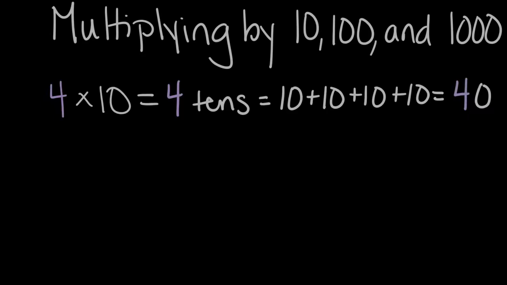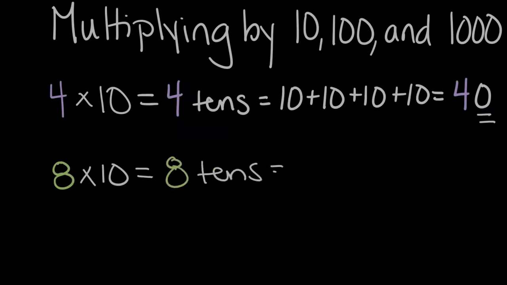And this is the pattern that we've seen before. When we multiply 4 times 10, we keep our whole number of 4, and we add a 0 to the end for the times 10. So another example of that might be something like 8 times 10. Well, 8 times 10 is the same as 8 tens.